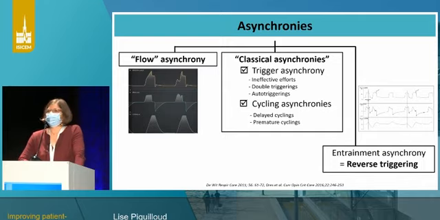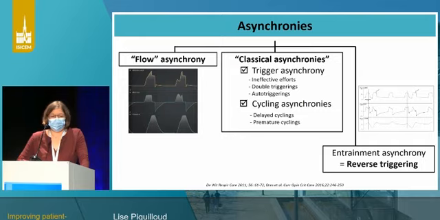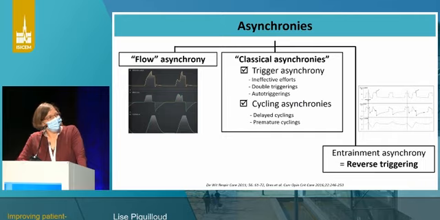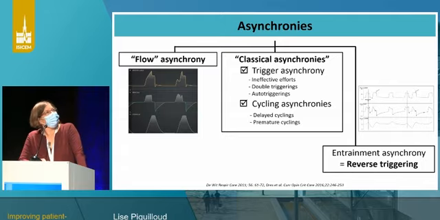If we try to classify patient ventilator asynchronies, we can say that there is one first group that is flow asynchrony, already discussed. There is a second group here that is called reverse triggering. This is something like a reflex contraction of the diaphragm to a pressure delivered by the ventilator, and this is mainly in deeply sedated patients, and it's not the patient we are discussing right now.